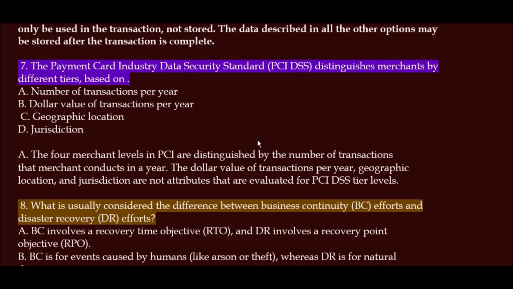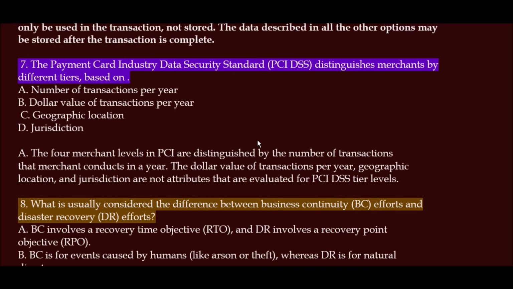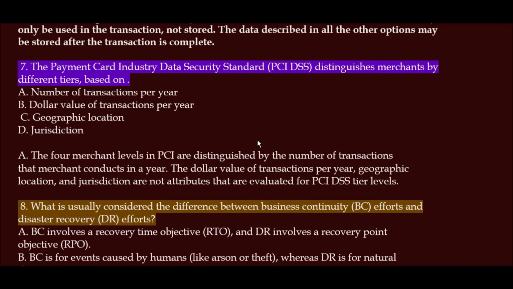Next question. The Payment Card Industry Data Security Standard, PCI DSS, distinguishes merchants by different tiers based on option A, number of transactions per year, option B, dollar value of transactions per year, option C, geographic location, and option D, jurisdiction. According to this question, the correct answer is option A, number of transactions per year. The four merchant levels in PCI are distinguished by the number of transactions that a merchant conducts in a year. The dollar value of transactions per year, geographic location, and jurisdiction are not attributes that are evaluated for PCI DSS levels. So option A is correct here.